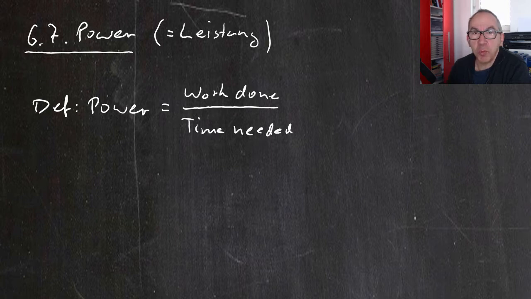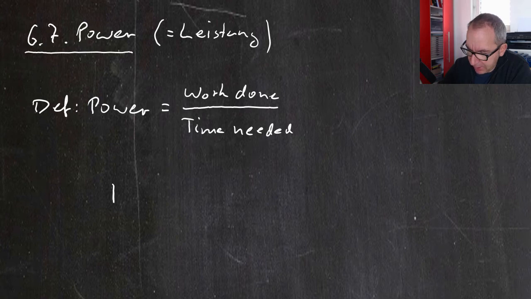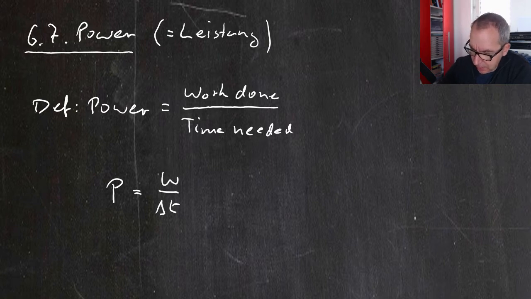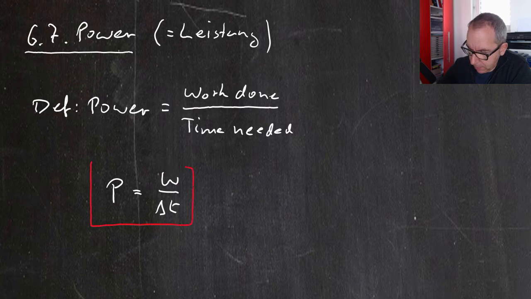As a formula, power is abbreviated with the capital letter P, and it is work divided over time. Instead of work, of course, you can also take the change of energy, which is the same.